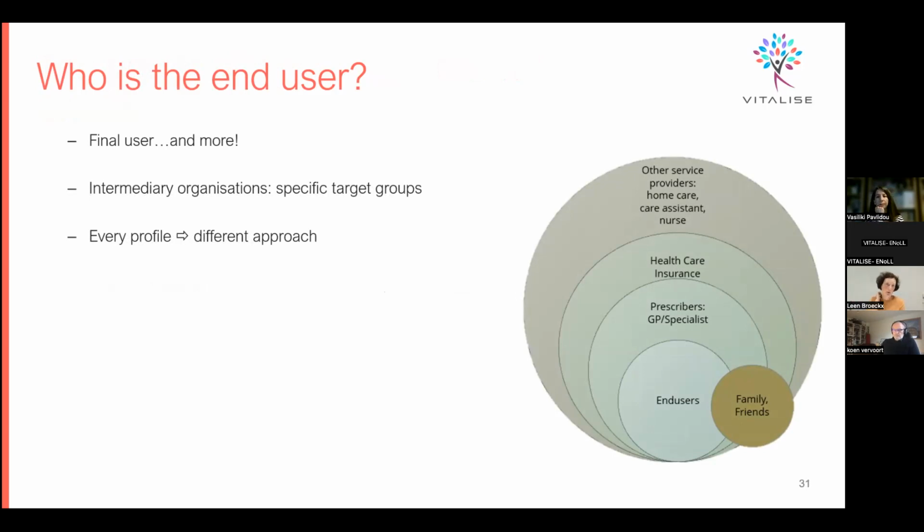If we talk about people with a migration background or people that are more deprived, then we also use intermediary organizations for that specific target group, because those intermediary organizations have that relationship of trust with those target groups. So we try to connect with them through intermediary organizations. Every profile has a different approach.